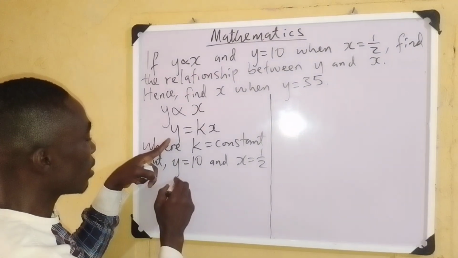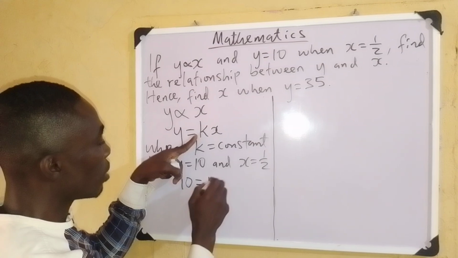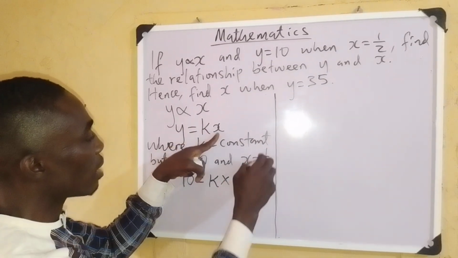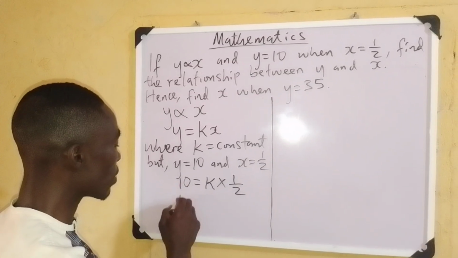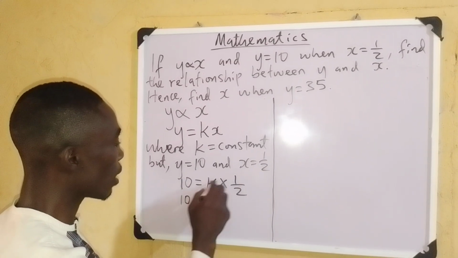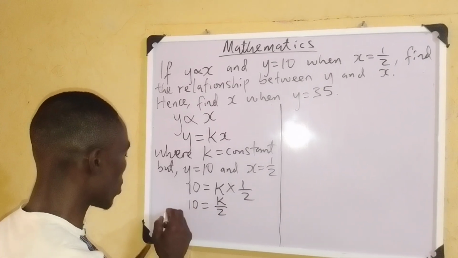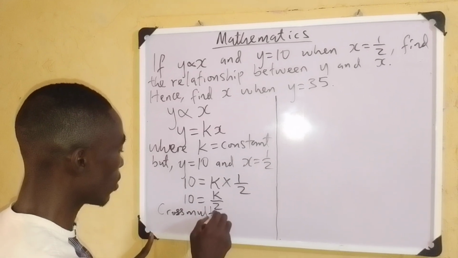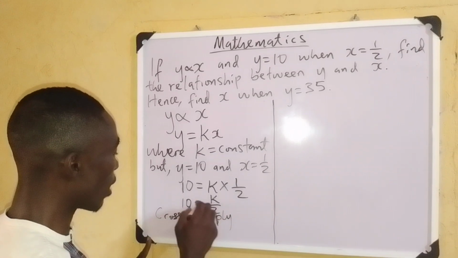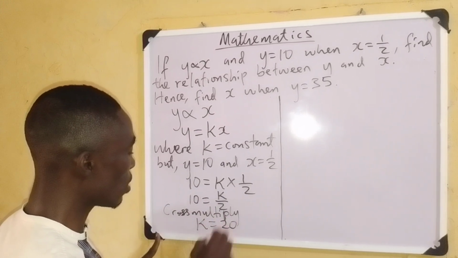So we now have 10 is equal to k, which we don't know, times what? x, and x is what? 1 over 2. So in that case, we have 10 is equal to what? k times 1, we have k over 2. If you cross multiply, then we have 10 times 2, we have that k is equal to 10 times 2 is 20.